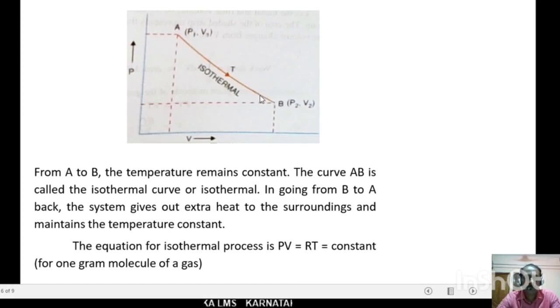In going from B to A backside, the system gives out extra heat to the surroundings because the side walls of the cylinder are perfectly conducting. Hence, the system gives out extra heat generated within the system to the surroundings and maintains the temperature constant within the cylinder. The equation for isothermal process is PV equals RT, that should be constant. This is for 1 gram molecule of a gas taken inside the cylinder.